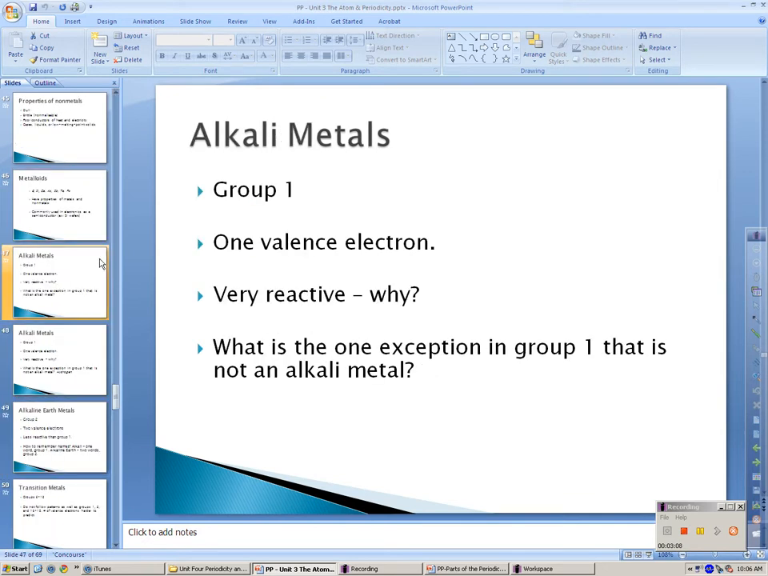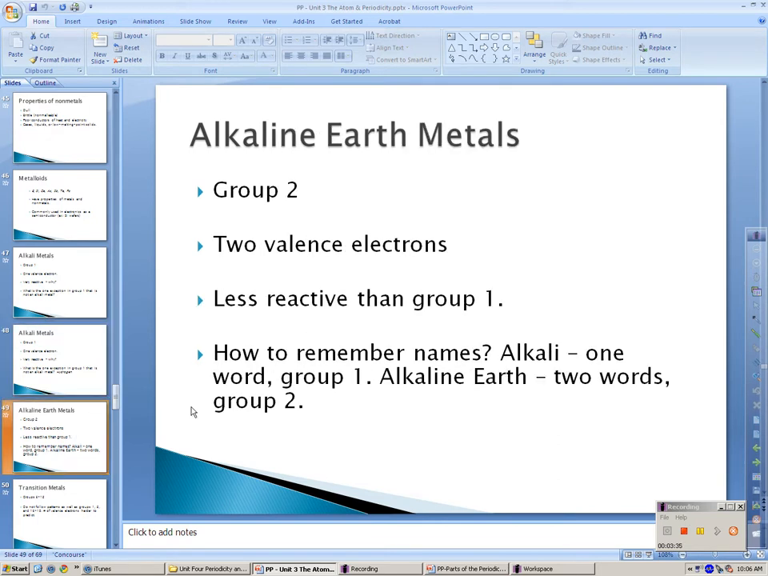So the first group of metals, which is group 1, has one valence electron. And they're extremely reactive, and the reason why is because they have only one valence electron to lose to become stable. So they want to get rid of that one valence electron as fast as possible. So they do. So the only one that's not a metal is actually hydrogen. Okay. Group 2, alkaline earth. They're less reactive, but they're still pretty darn reactive. Now to remember the names, alkali, one word, group 1, alkaline earth, two words, group 2.